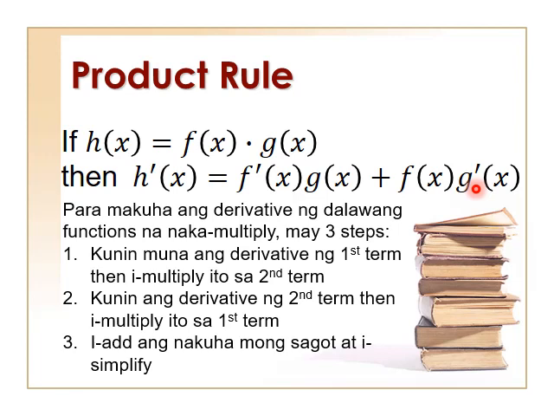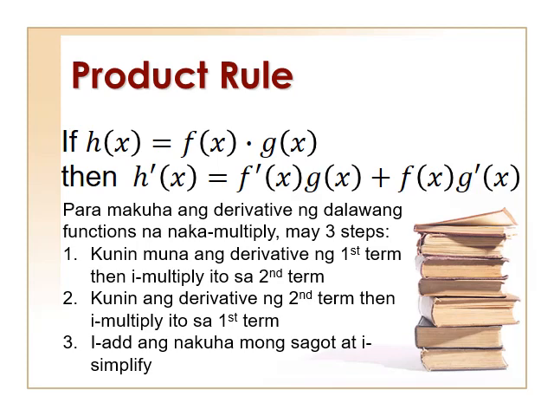So, para makuha ang derivative ng dalawang functions na ka-multiply, so meron tayong 3 steps. So, kunin mo muna yung derivative ng first term, then i-multiply mo ito sa second term. And then, kukunin mo yung derivative ng second term, then i-multiply ito sa first term. And then, i-add ang nakuha mong sagot at isi-simplify natin.